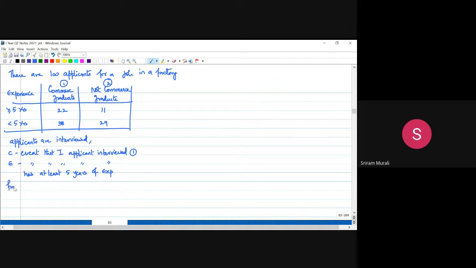Calculate the following probabilities. Number 1, find the probability of C, the applicant interviewed. Number 2, probability of E complement. Number 3, probability of C bar intersection E bar. Number 4, probability of C given E bar. Number 5, probability of E given C bar. So this many questions are to be answered.